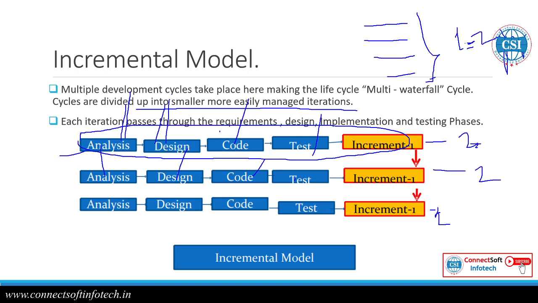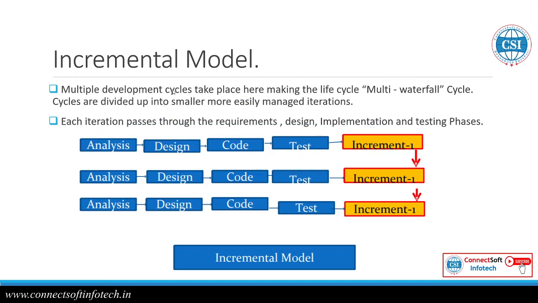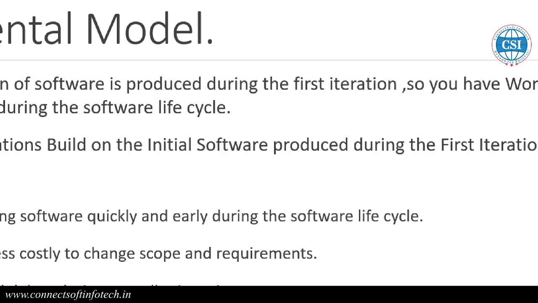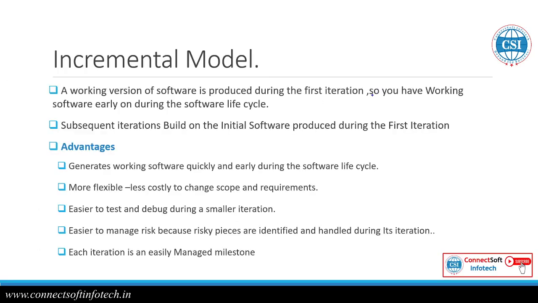So this is one entire cycle, and this is the second, third, and so on. That is multi-waterfall layers, but with a short duration. Each iteration passes through the requirement, designing, implementation, and testing phases. A working version of the software is produced during the first iteration. Once the first iteration is completed, we get the working software, known as the build, so you have working software early in the software life cycle.